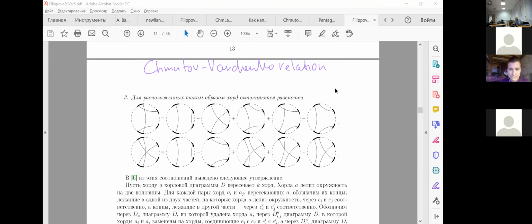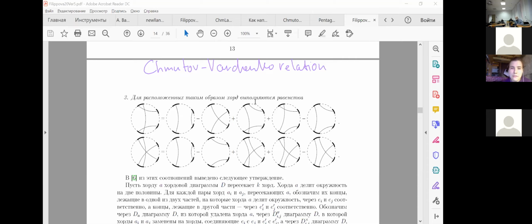And also all these diagrams, all six diagrams in each row, contain the same set of additional chords that are not shown in the picture. The additional chords whose ends belong to dotted arcs of the circle. Yes, the additional chords are all the same.